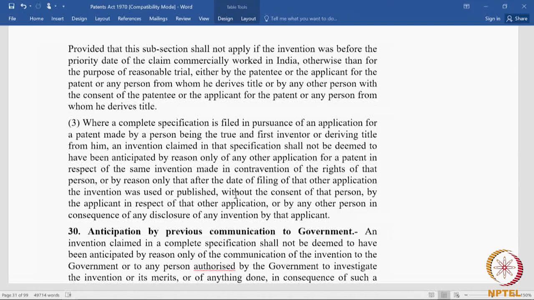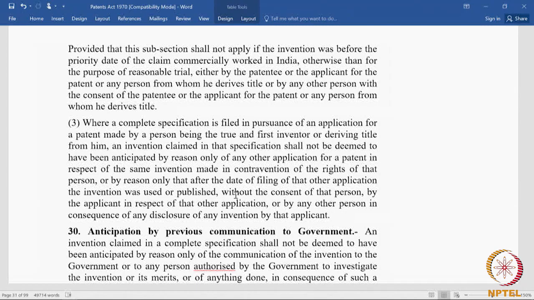29(3) states that where a complete specification is filed in pursuance of an application for a patent made by a person being the true and first inventor or deriving title from him, an invention claimed in that specification shall not be deemed to have been anticipated by reason only of any other application for a patent in respect of the same invention made in contravention of the rights of that person, or by reason only that after the date of filing of the other application the invention was used or published without the consent of that person by the applicant in respect of the other application and by any other person in consequence of any disclosure of the invention by that applicant.